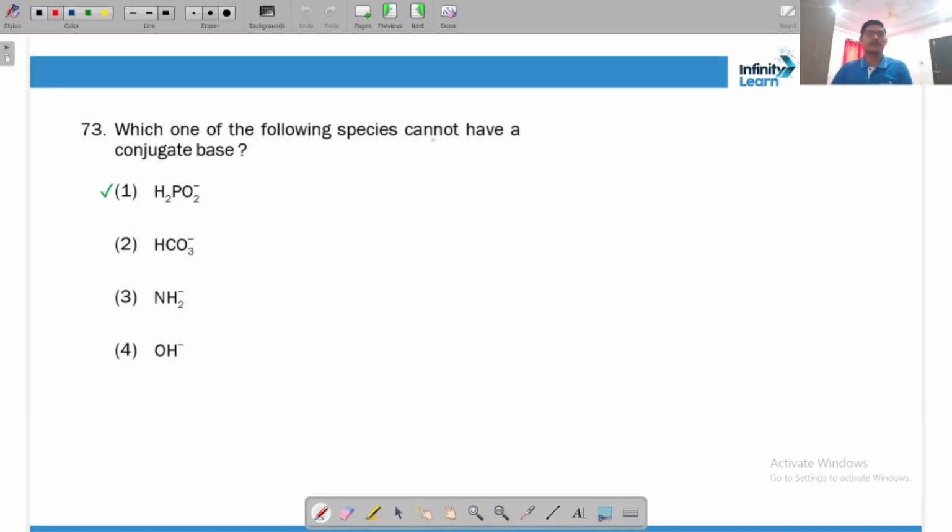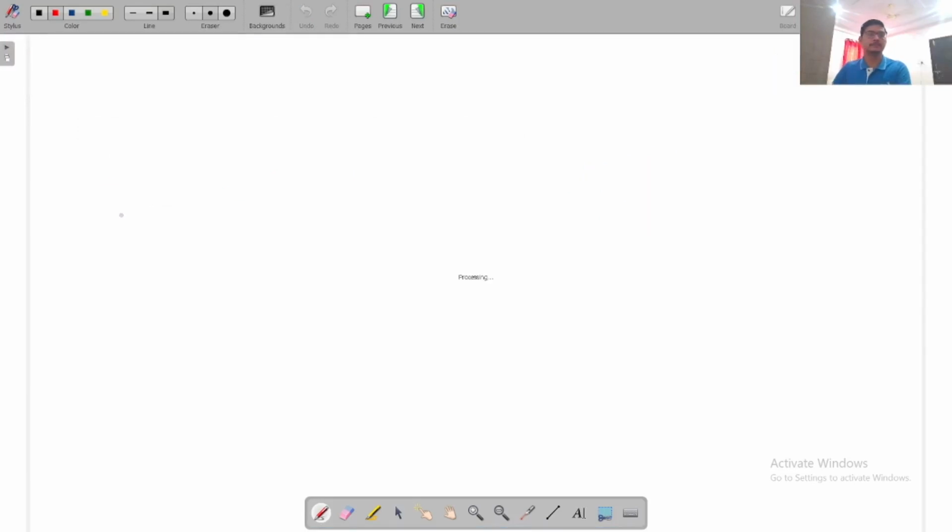Which one of the following species cannot have a conjugate base? Okay, so this comes from H3PO3, which basically is a monobasic acid, right? So it dissociates into H plus and H2PO2 minus. We cannot remove any H plus ions from it now, okay? So it cannot have a conjugate base, and thus it is the correct answer.